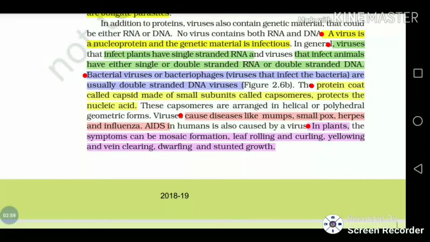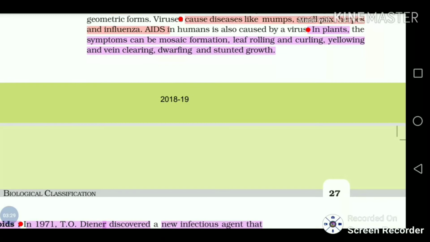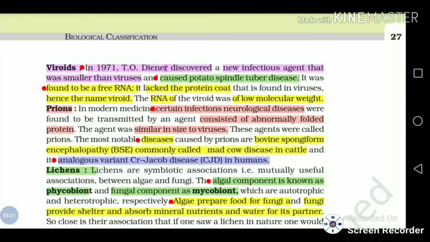The next point is that the protein coat of a virus is called the capsid, and it is made up of small subunits called capsomeres that protect the nucleic acid. Some common viral diseases are mumps, smallpox, herpes, influenza, AIDS, etc. In plants, the symptoms can be mosaic formation, leaf rolling and curling, yellowing and vein clearing, or dwarfing and stunted growth.